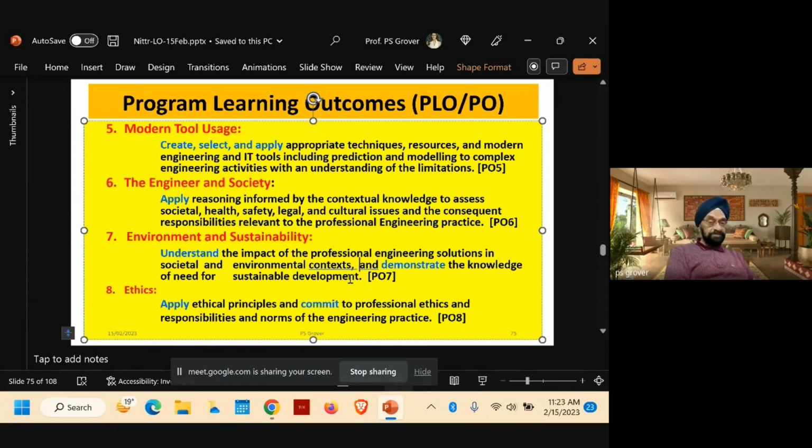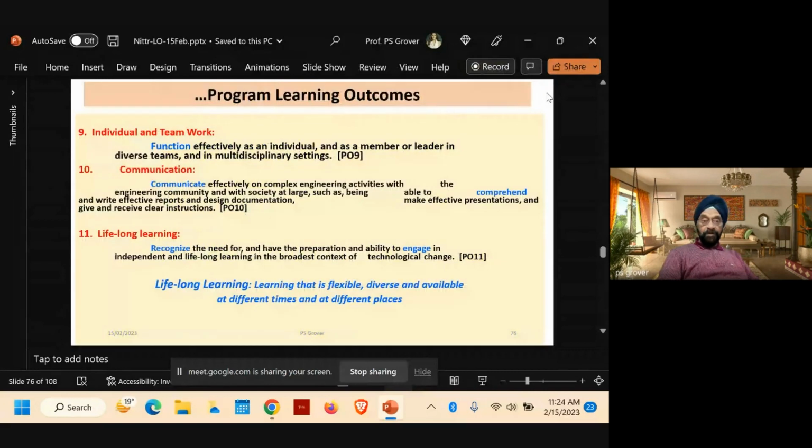You know, we have NSS, NCC. What purpose does that serve? This is what it is. So, in ethics, keeping this in view sends a very simple signal of how to do it. Then there are the program learning outcomes: individual and team work, then communication and lifelong learning. These are some of these things.